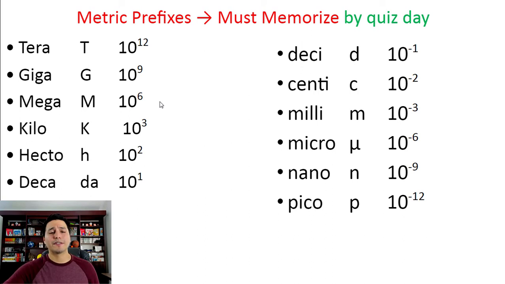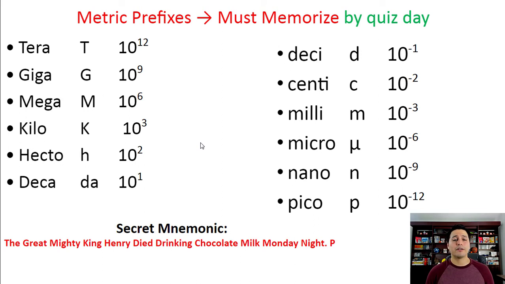Next, we have metric prefixes. It's going to be to your benefit if you memorize these. You're going to see this a lot in chemistry. You'll also be seeing this a lot in physics. So start learning them today. Now, here's a great mnemonic that I use to help my students memorize them. It's the great mighty King Henry died drinking chocolate milk Monday night, and then a little smiley face at the end. And I have that written down for you guys on the bottom. And once again, that's the great mighty King Henry died drinking chocolate milk Monday night.